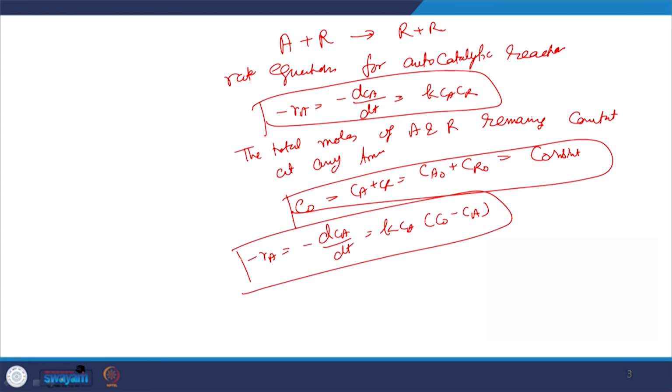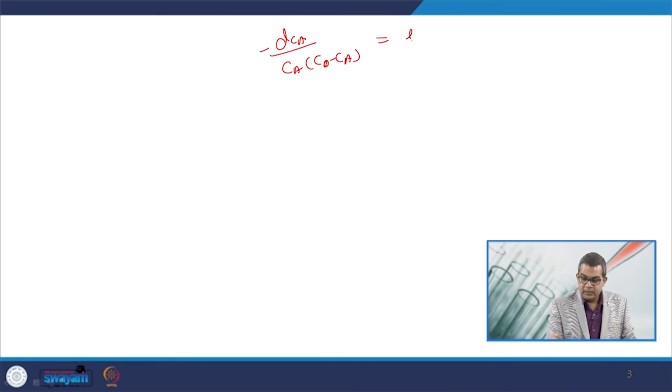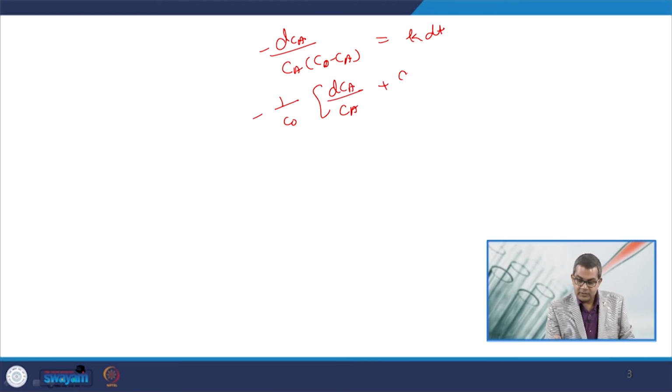So, this is the start of this autocatalytic reaction. Now, if we try to rearrange this equation, then it becomes minus dCa upon Ca upon C naught K dt. So, if we break it into partial fractions, in that case it becomes minus 1 upon C naught dCa upon Ca plus dCa upon C naught minus Ca K dt.